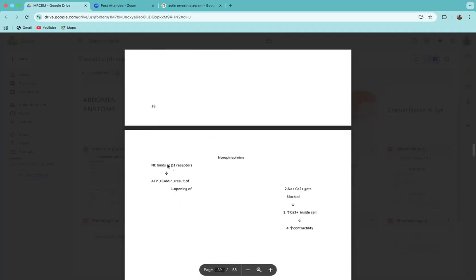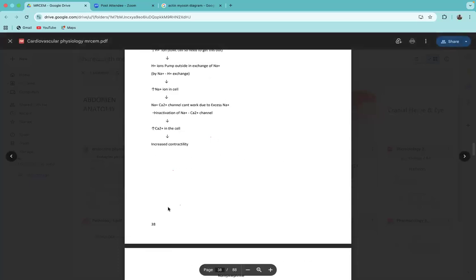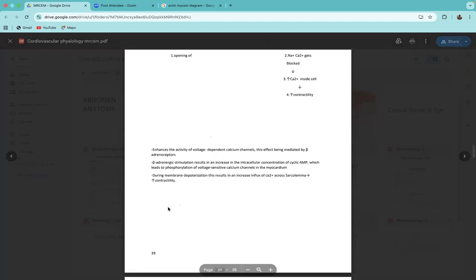In case of norepinephrine, we have already seen the beta 1 receptors are used due to the action of norepinephrine or noradrenaline, which through ATP and cyclic AMP as the second messenger system would result in the sodium potassium ATPase pump or sodium calcium pump ultimately getting blocked, and more calcium gets into the cell and contractility increases. This is also the same mechanism that we have already discussed.